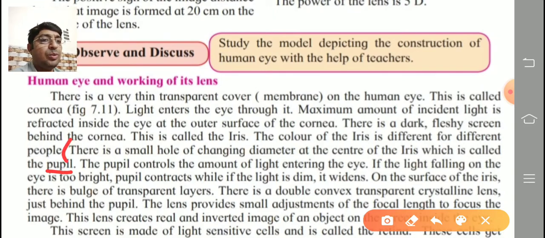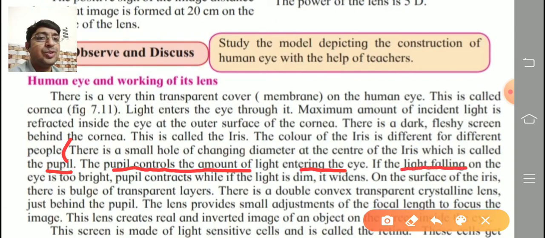Third part is the pupil. There is a small hole of changing diameter at the center of the iris. It's called pupil. What is the function of pupil? Underline. The pupil controls the amount of light entering the eye. If the light falling on the eye is too bright, the pupil contracts, while if the light is dim, it widens.